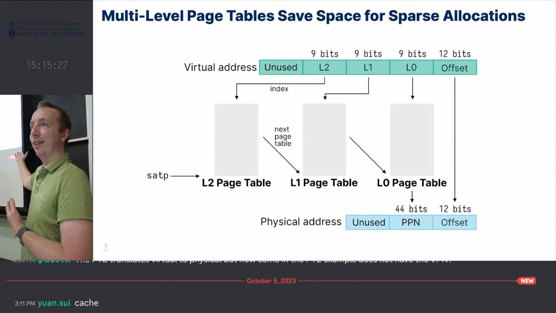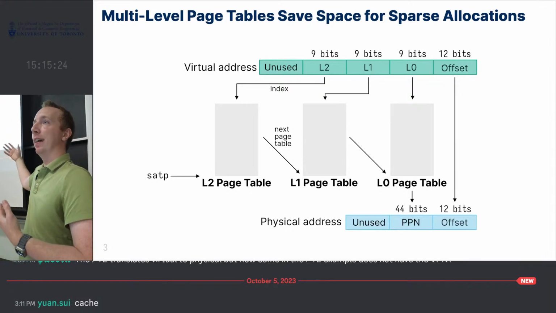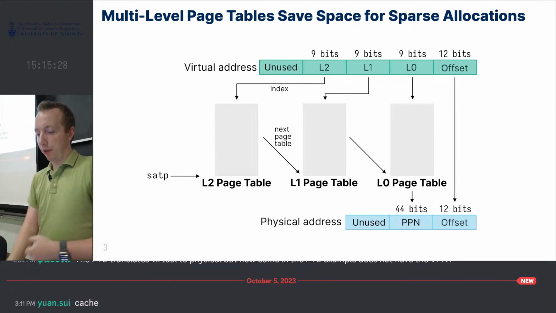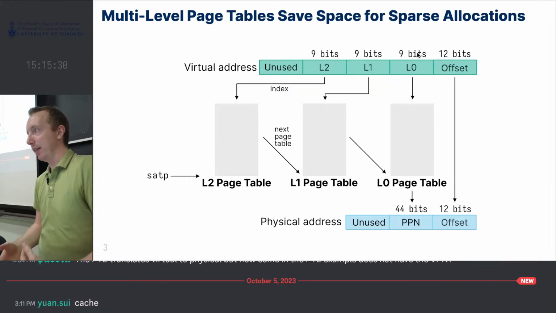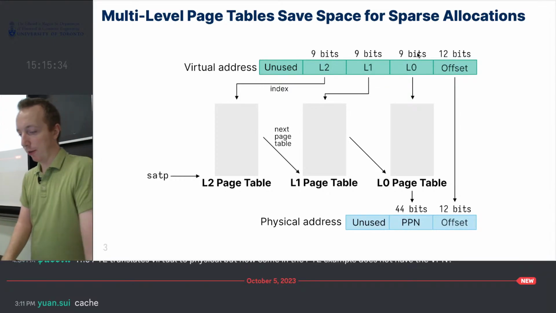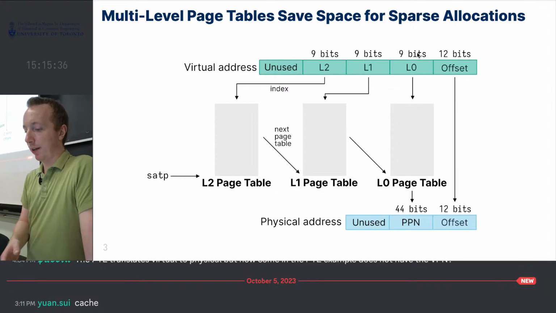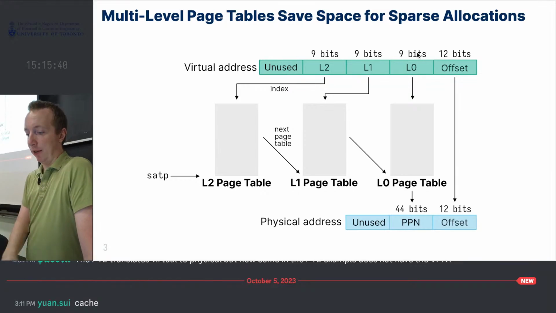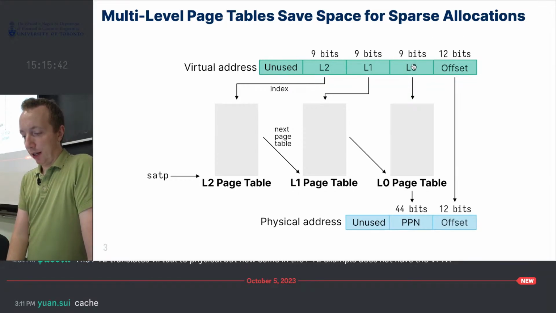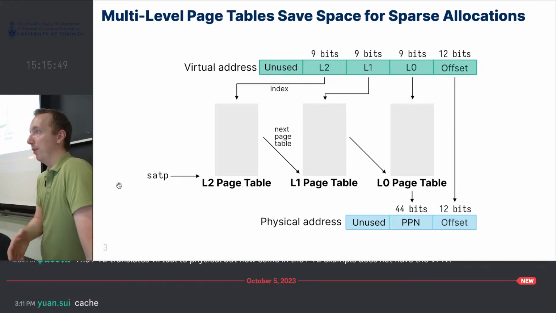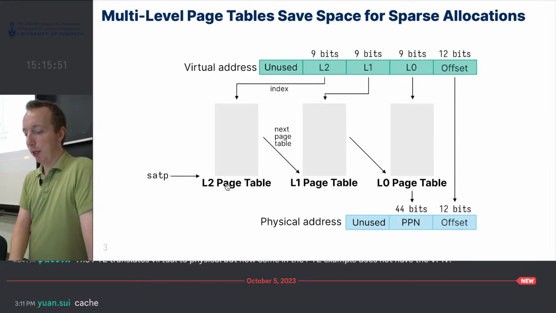So this is how virtual memory actually works. So it takes that same 39-bit address, and the idea here is that each page table fills up an entire page, so that's where the 9 bits for each index comes from. And here there are 3 levels of page tables. So in this case, there would be an L0, an L1, and an L2. And that register, which is the root page table, points to an L2 page table.